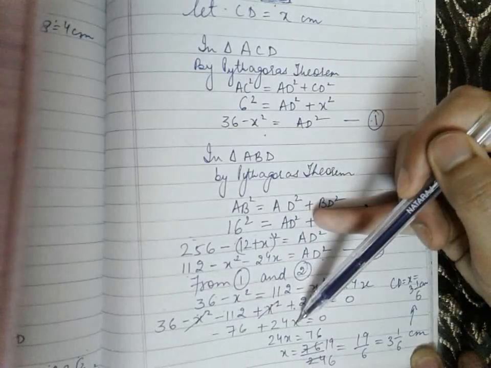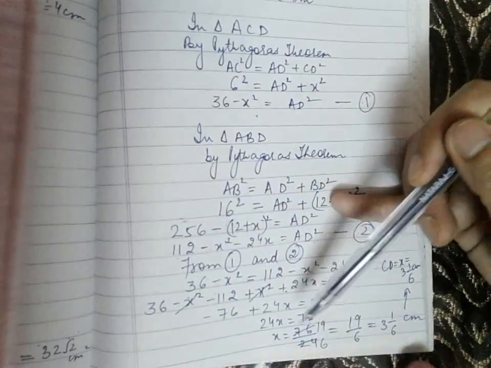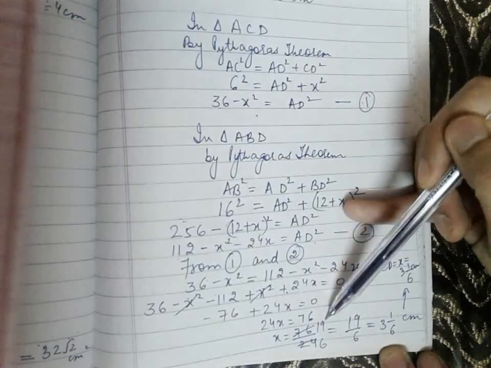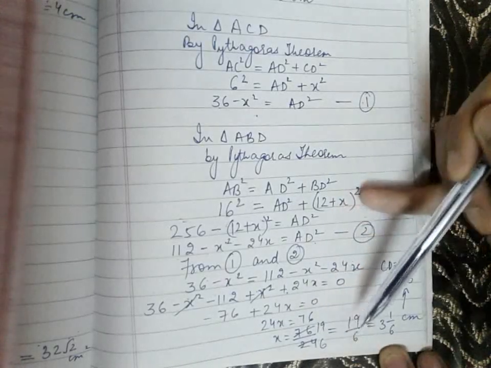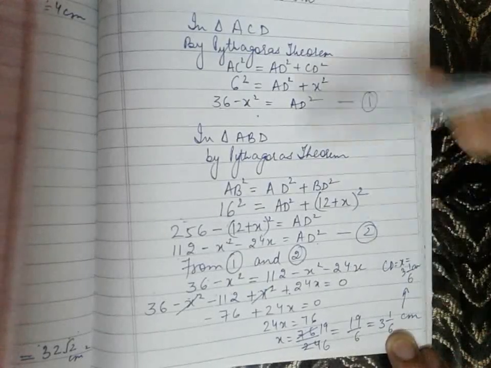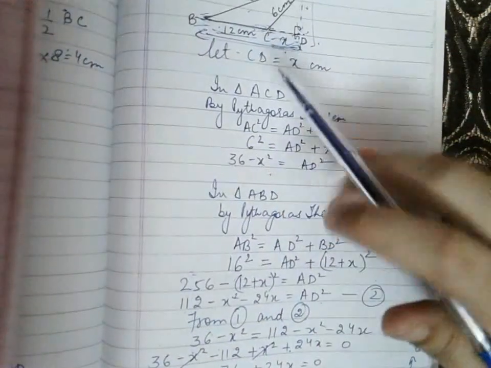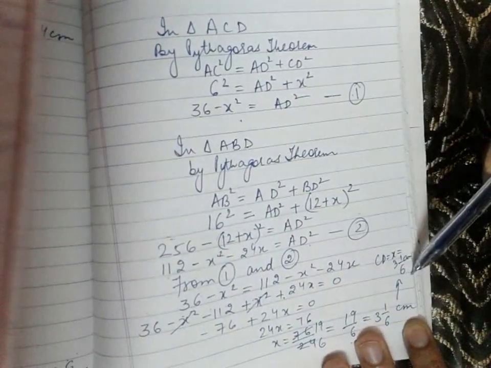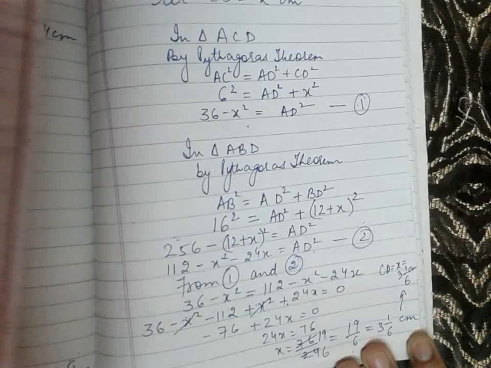Simple linear equation. Transpose 76 to this side. 24x is equal to 76. x is equal to 76 upon 24, that is equal to 19 upon 6, that is equal to 3 whole 1 by 6 centimeter. And what was x? CD only. x was equal to CD, and we were supposed to find CD only. So CD is equal to x is equal to 3 whole 1 by 6 centimeter.